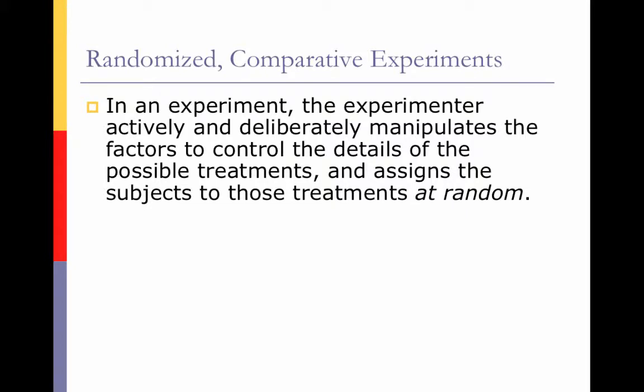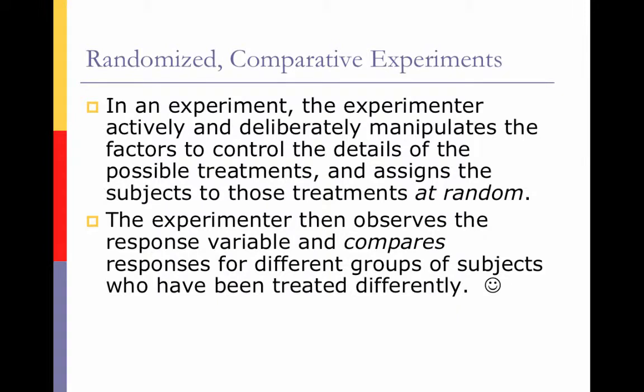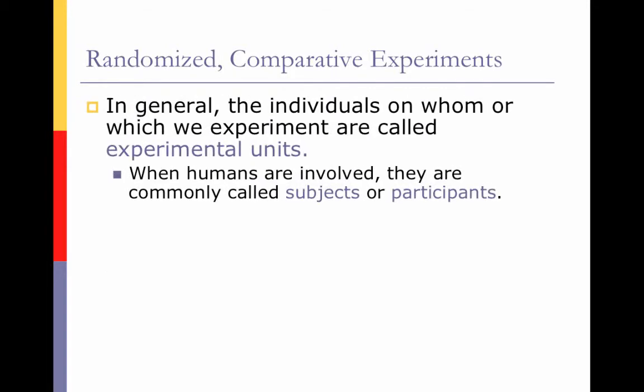In an experiment, the experimenter actively and deliberately manipulates the factors to control the details of the possible treatments and assigns the subjects of those treatments at random. The experimenter then observes the response variable and compares responses for different groups of subjects who have been treated differently. Again, this is pretty much what I just said in the last 3 bullet points on the previous slide.